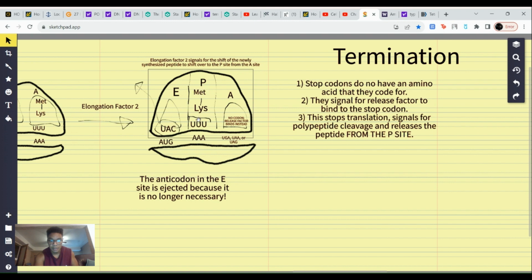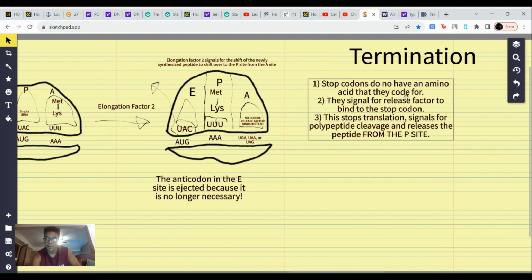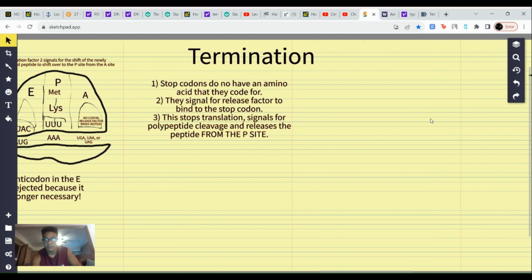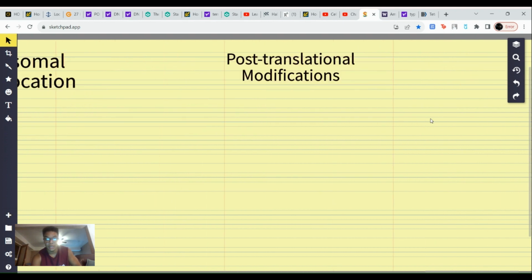So this polypeptide, noted by the peptide bond between the two amino acids, is ejected through the P site. And stop codons do not have amino acids that they code for. They signal the release factor to bind the stop codon, and this stops translation, signals for polypeptide cleavage, and release of the peptide from the P site.